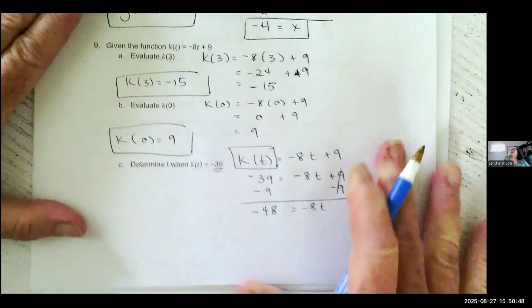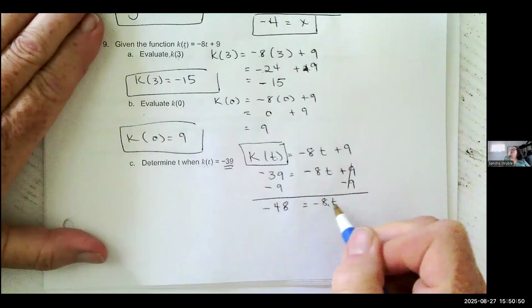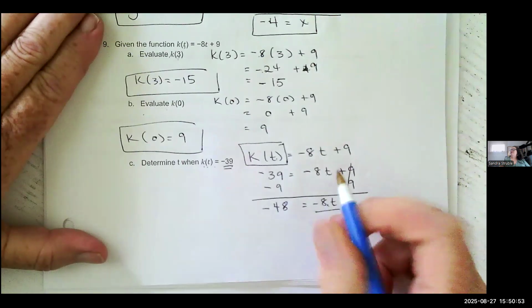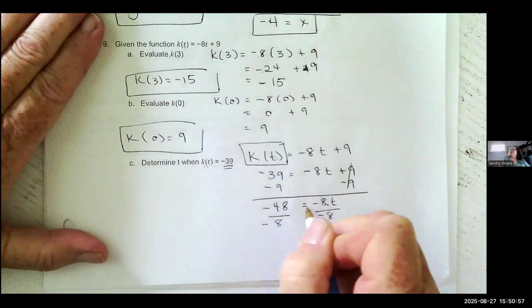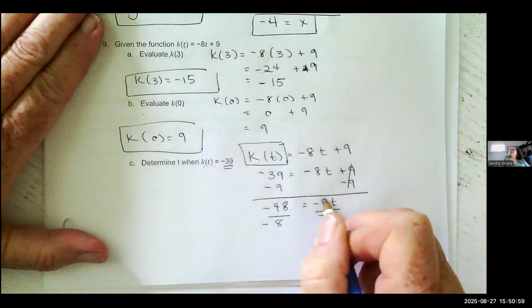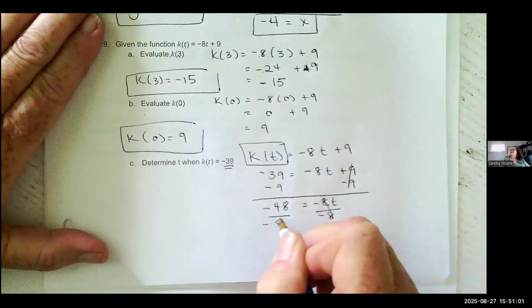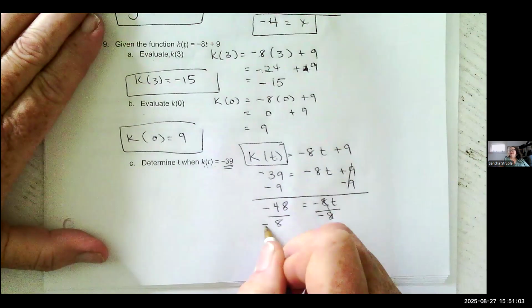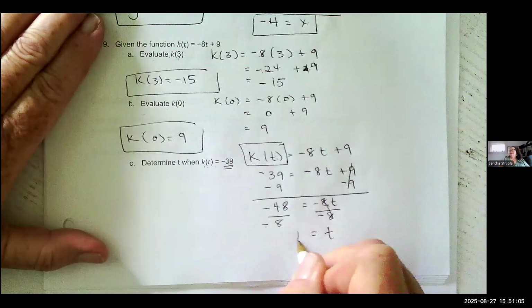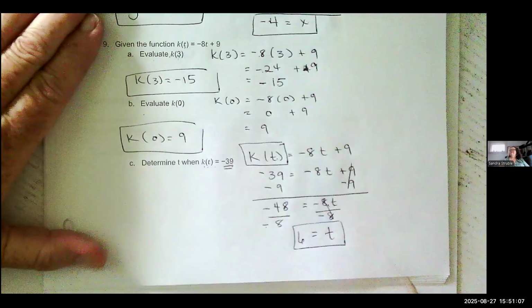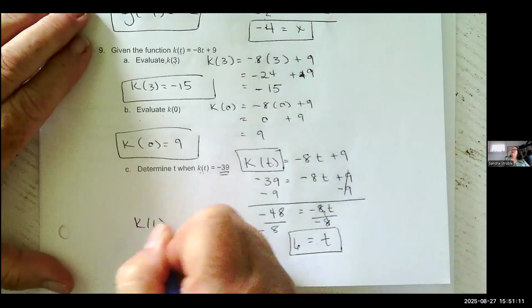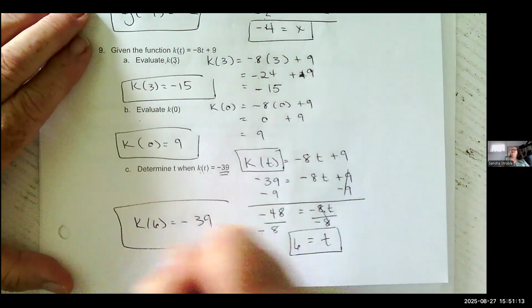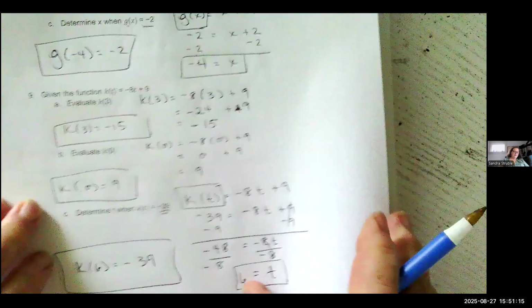-8 is multiplied to t, so we have to divide both sides by -8, and we do it to both sides because of this cute little equal sign. This becomes 1, so t equals negative divided by negative is positive. 48 divided by 8 is 6. Or you could write k of 6 is equal to -39. I would accept either one. Let me know what questions you have.